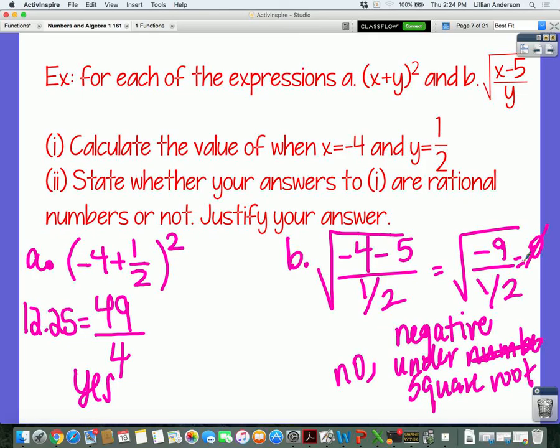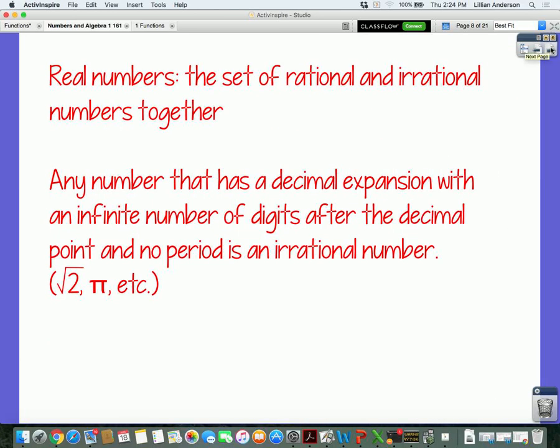Questions? Last one is your real numbers. It's the set of all rational and irrational numbers together. Basically, if a number is not rational, it is clearly irrational. Those are numbers like pi and the square root of 2. The square root of 2 is not a perfect square, is it? No, it's one of those decimals that doesn't repeat itself. So that's why it definitely doesn't fall into the rational number category.